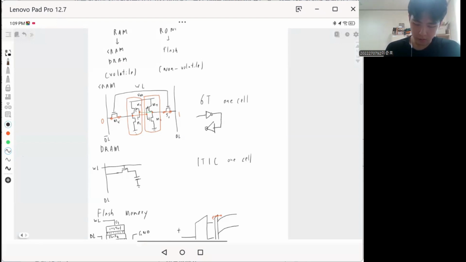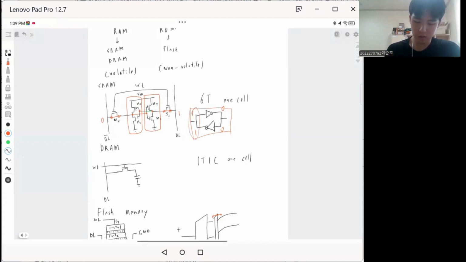Draw the two inverters like this. So when the first one's input is 1, its output is 0, and the second CMOS's input is 0, so its output is 1, so the data is latched. When the data goes out, 1 goes out and 0 goes out, on the bit line bar and bit line.